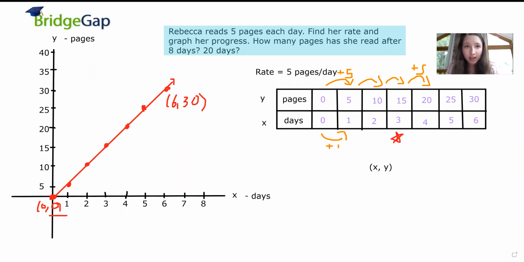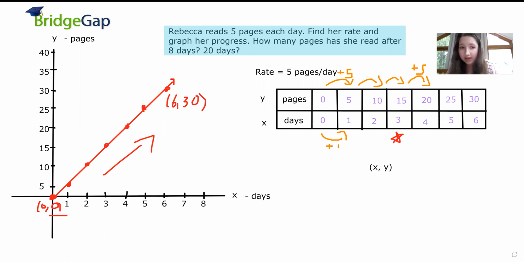So this line has what we call a slope. A slope is the angle of that line. So in this case, we say we have a positive slope. The line is going up this way. It's going in the positive direction.